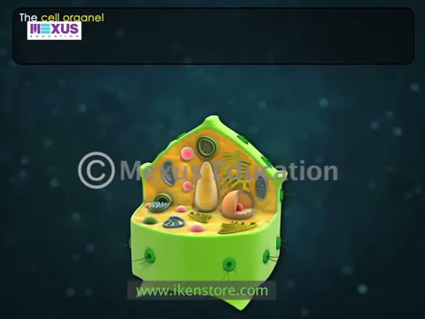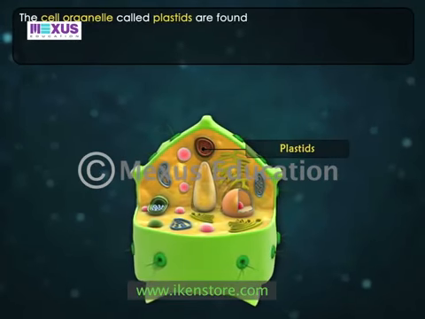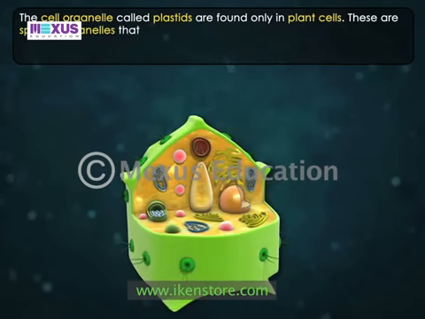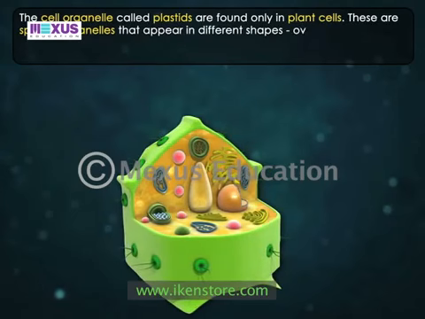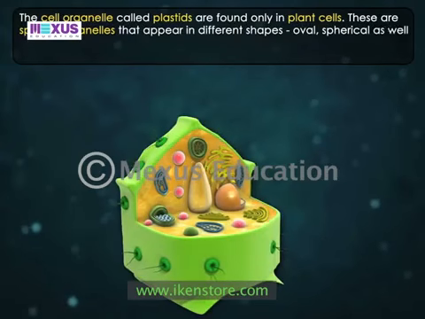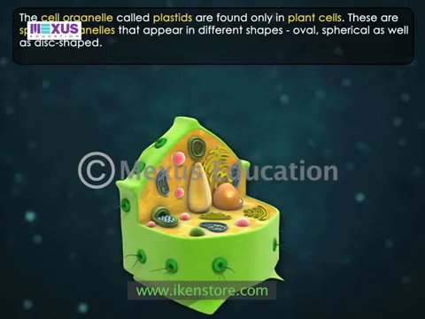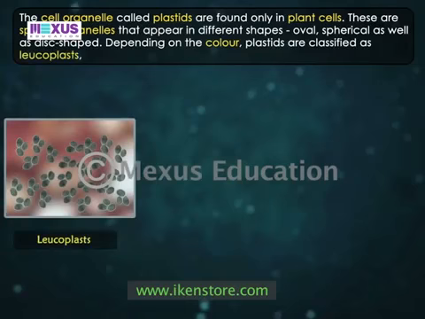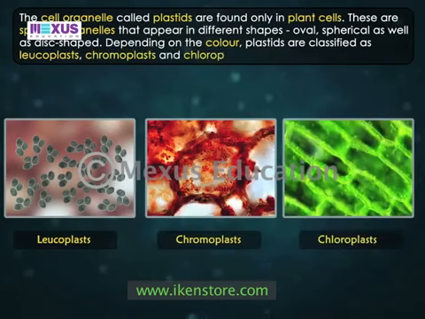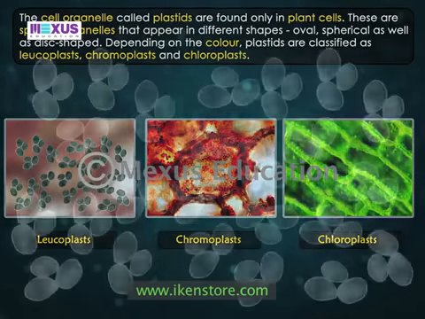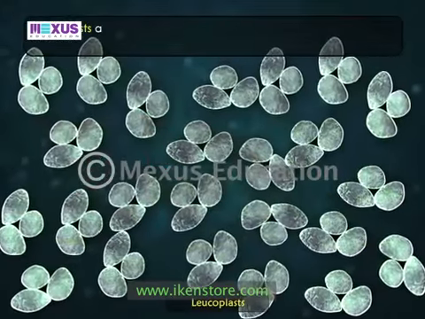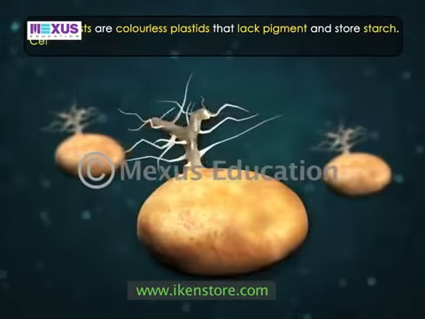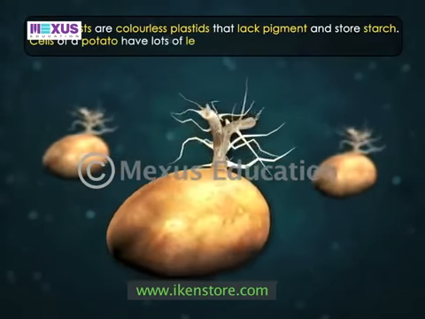The cell organelle, called plastids, are found only in plant cells. These are special organelles that appear in different shapes: oval, spherical, as well as disc-shaped. Depending on the color, plastids are classified as leucoplasts, chromoplasts, and chloroplasts. Leucoplasts are colorless plastids that lack pigment and store starch. Cells of a potato have lots of leucoplasts in them.